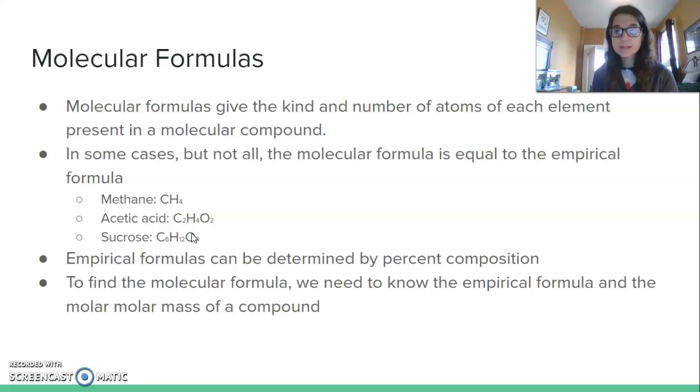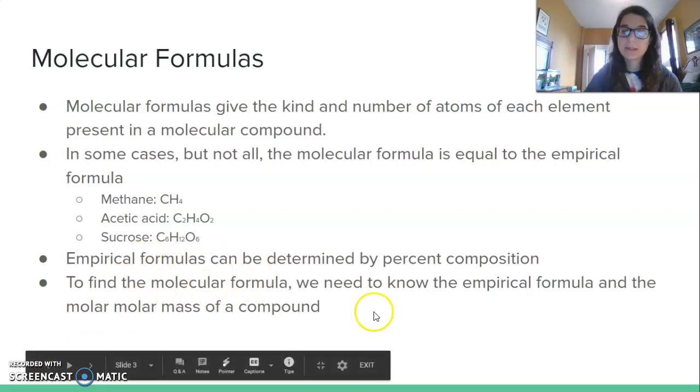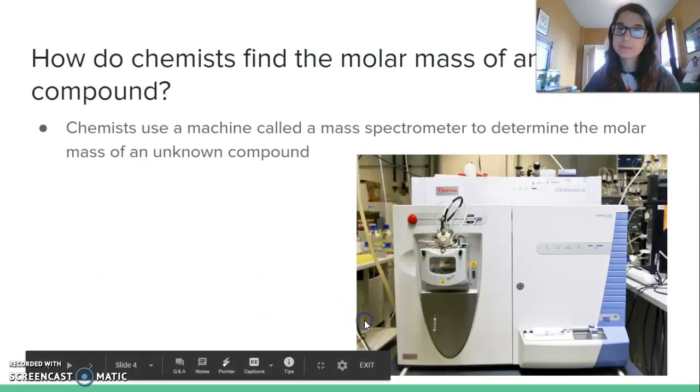Remember, empirical formulas, we can determine those by percent composition. To find the molecular formula, we need a little bit more information. So we need not only the empirical formula, but we also need to know the molar mass of the compound. Sometimes we might be given percent composition and the molar mass of the compound, and we have to determine the molecular formula, which would mean that we have to find the empirical formula based on the percent composition, and then use the molar mass of the compound to figure out what the molecular formula is.